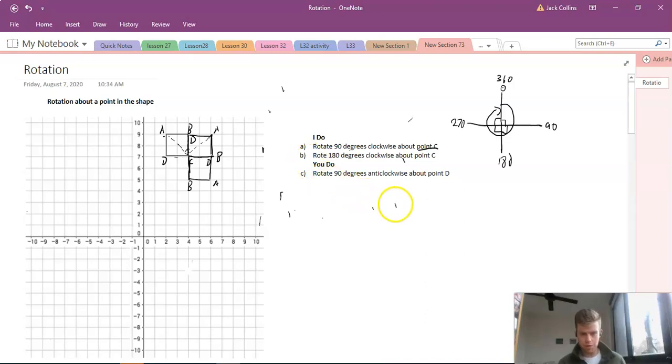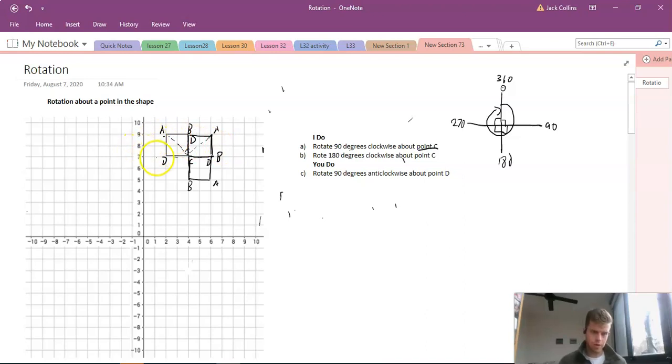So I'd like you to pause the video now and have a go at rotating 90 degrees anti-clockwise. So that would be going in the opposite direction, and this time with point D being your central point. So point D being your center. So have a go at that, and then I'll go through it.